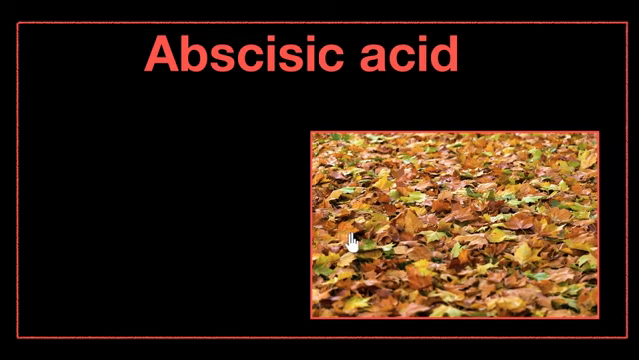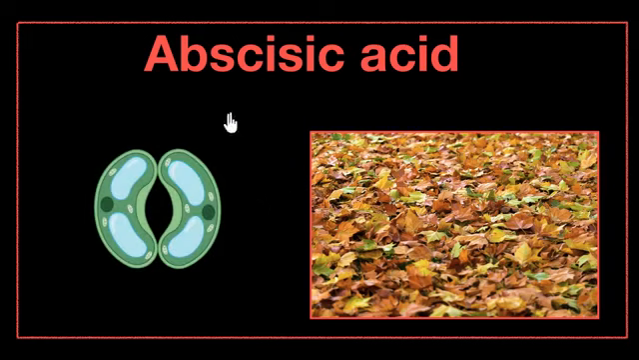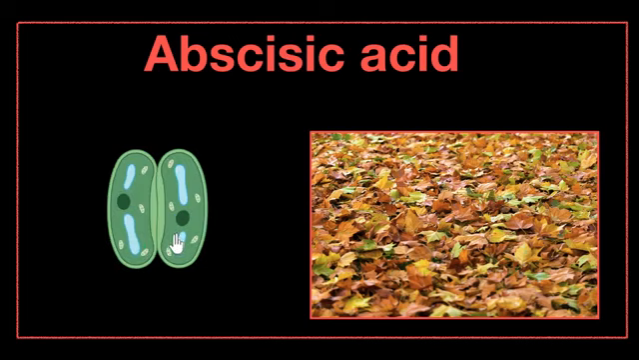Remember what stomata is? Stomata is a small opening in the leaf that causes water loss, transpiration, we call that, evaporation of water. Well, during drought conditions, abscisic acid gets built up over here and it makes sure the stomata stay shut so that it doesn't lose water. So that's one of the jobs of abscisic acid.